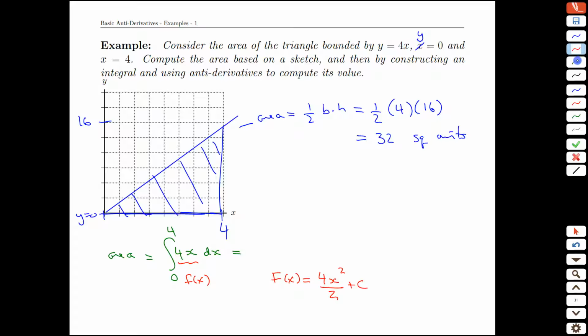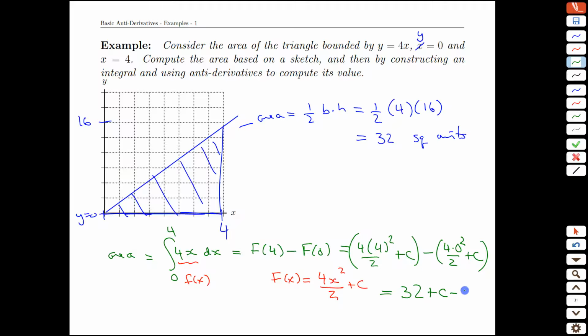Then we can evaluate our integral. This is a hard thing to find, at least in principle, but the fundamental theorem of calculus says once we have this, we just need to plug the upper limit and the lower limit into this formula. So we're going to have F of 4, plug in a 4 here, 4 times 4 squared over 2 plus c, minus F of 0. That'll be 4 times 0 squared over 2 plus c. And that is 16 times 4 over 2. That sounds an awful lot like 32 plus c minus c. And we get 32 again.